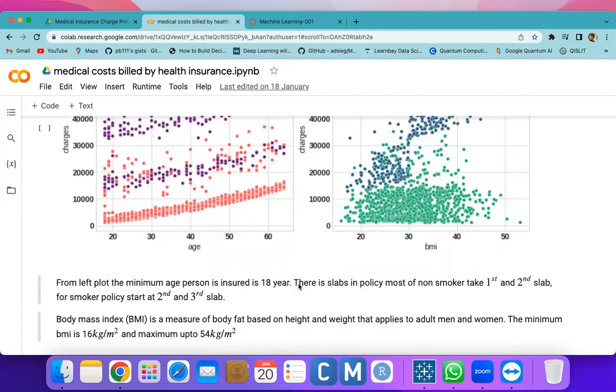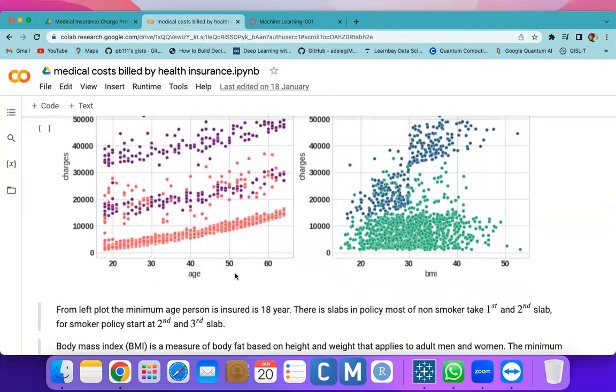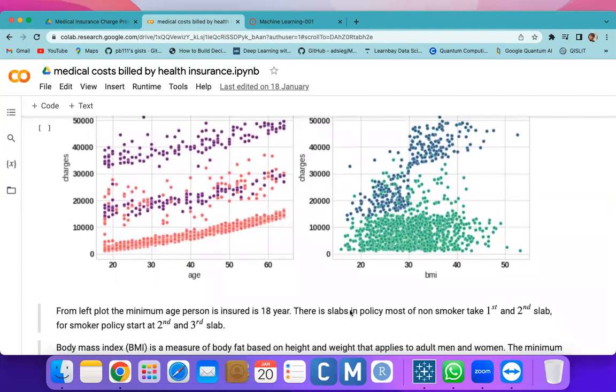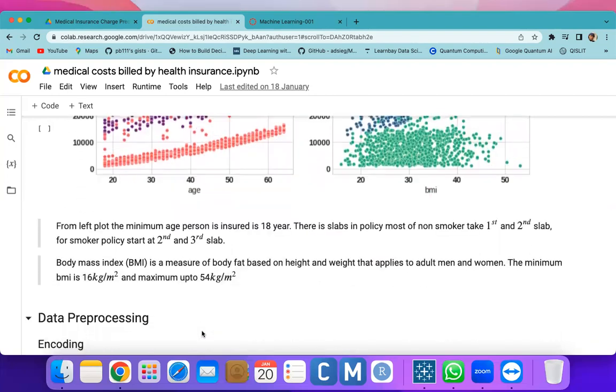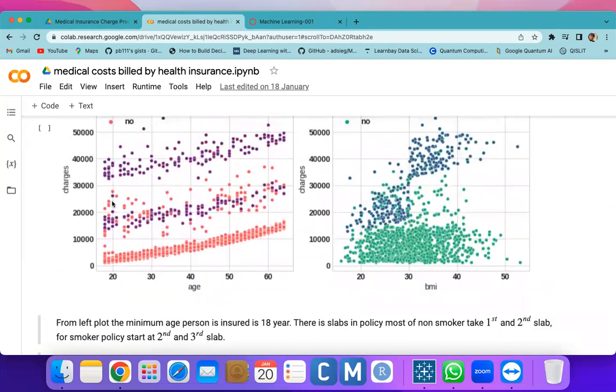Okay, so most of the time we have to spend understanding the data. See, from the left plot, the minimum age of a person insured is 18 years. There is a slab in a policy. Most non-smokers take the first and second slab, right? For smokers, the policy starts at the second and third slab. The first slab charges are very high, right? Second and third could also be high charges.